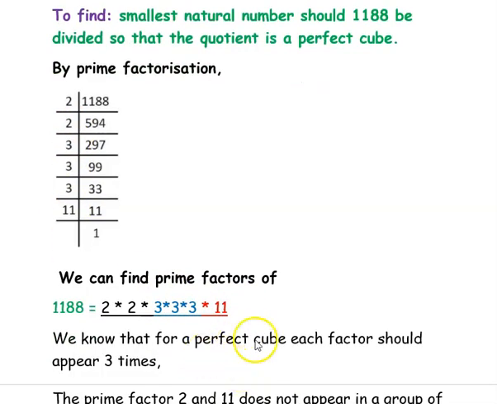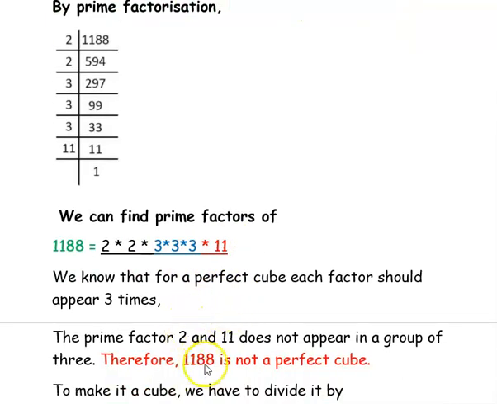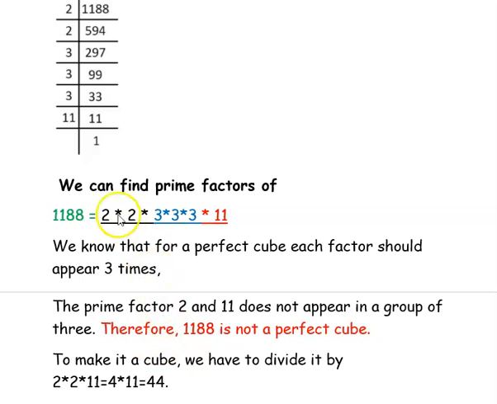We know that for a perfect cube, each factor should appear 3 times. But if you look here, the factor 2 appears only 2 times and the factor 11 appears only 1 time. So the number 1,188 is not a perfect cube. To make it a cube, we have to divide it by 2 into 2 into 11.